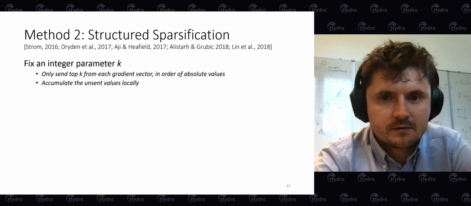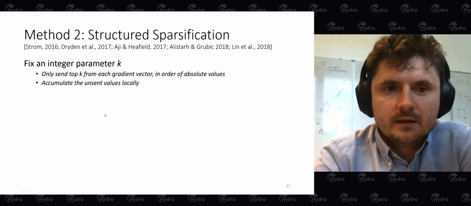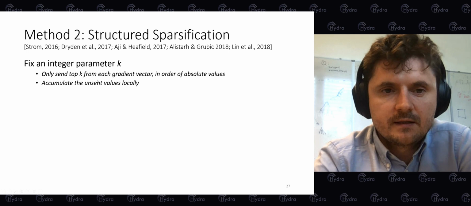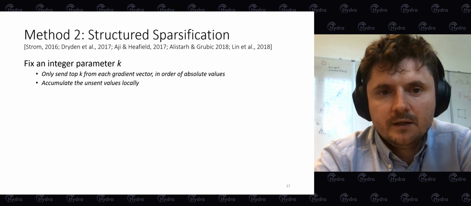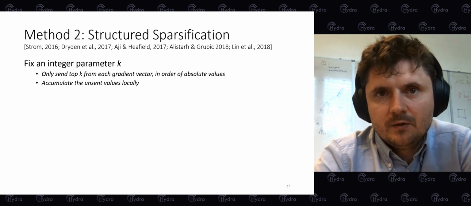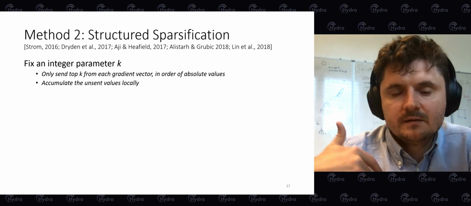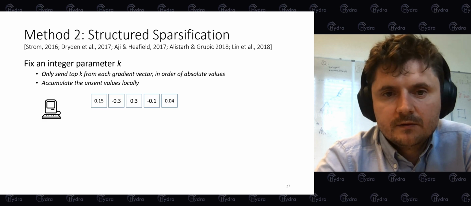This method is called structured sparsification. Imagine one instance of it is the following. I fix a parameter k, which is however many entries I want to send per iteration, and I'm only going to send the top k entries in terms of absolute value, thinking that the magnitude means importance here. I will do things this way and accumulate the unsent values locally.